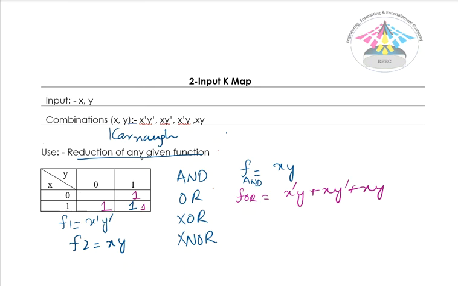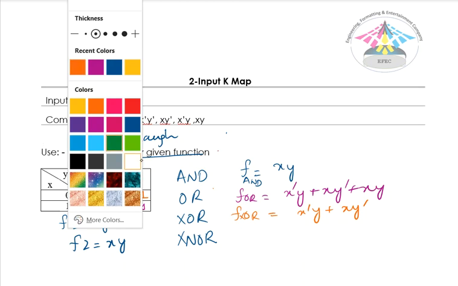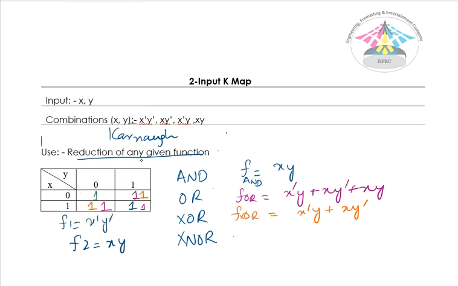Similarly, for the XOR, the inputs should be dissimilar. So these two squares would be representing XOR. In fact, it would be X dash Y plus XY dash. And finally, for XNOR, our inputs should be similar. So F XNOR is equal to X dash Y dash plus XY.